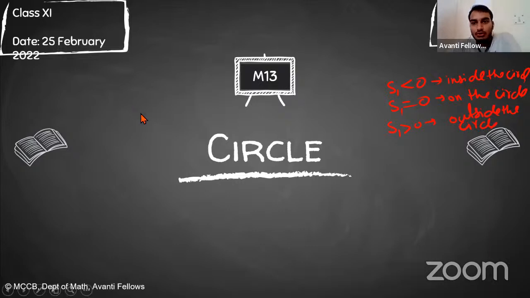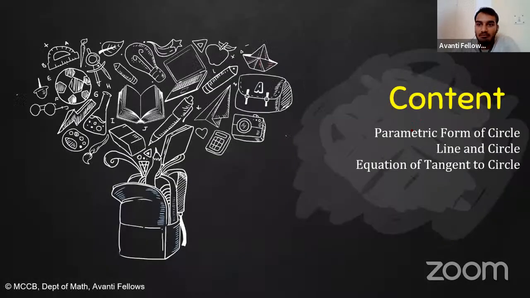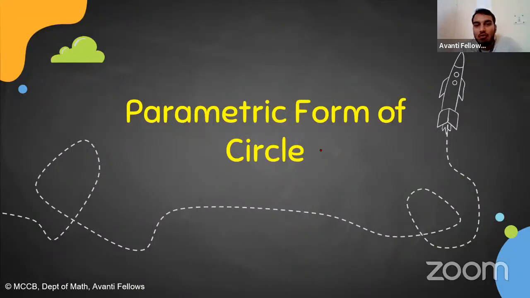So students, in today's class we will first look into the parametric form of a circle, and line and circle, and then we will start our discussion on the equation of a tangent to a circle. Is that clear, everyone? Okay, so let's start. First is the parametric form of a circle.